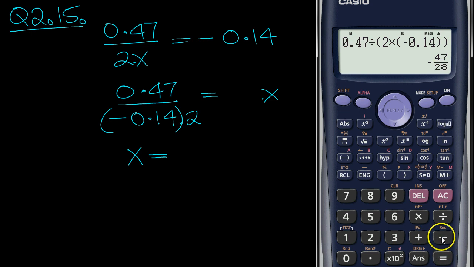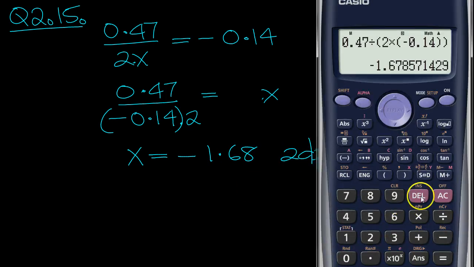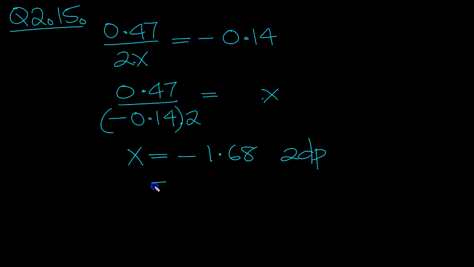Equals minus 47 over 28. Let's get the decimals, because it's all in decimals here. Minus 1.68 to 2dp. Minus 1.68. And that was to 2 decimal places. And we could get the fraction, couldn't we? So if I go back to change it to thirds, minus 47 over 28, if you wanted to write it in fractional form. And that was to 2 decimal places, wasn't it?